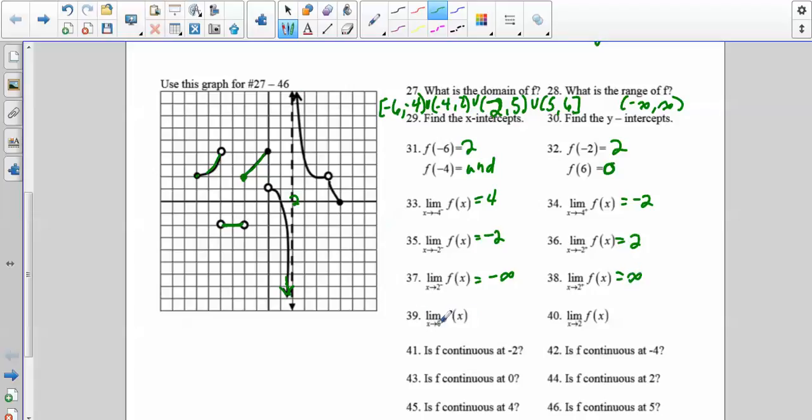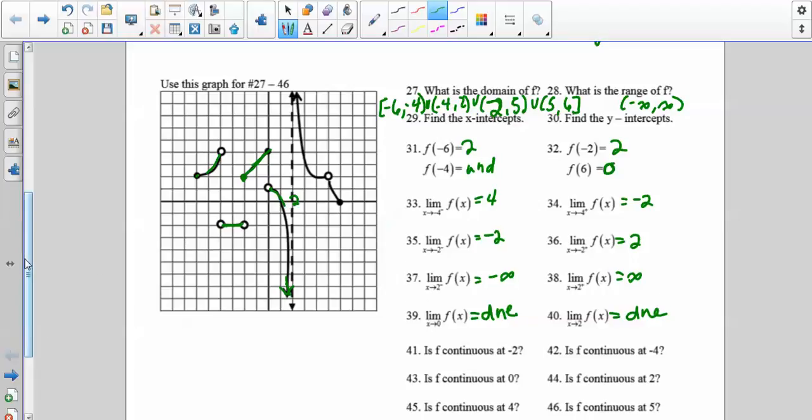The limit as x approaches 0. So if we approach 0 from the left, we're up here at 4. If we approach 0 from the right, we're here at 1. So the two sides do not meet up. This does not exist. And then the limit as x approaches 2. Well, over here we did left-hand limit and right-hand limit. One was negative infinity and one was positive infinity, so this one does not exist.